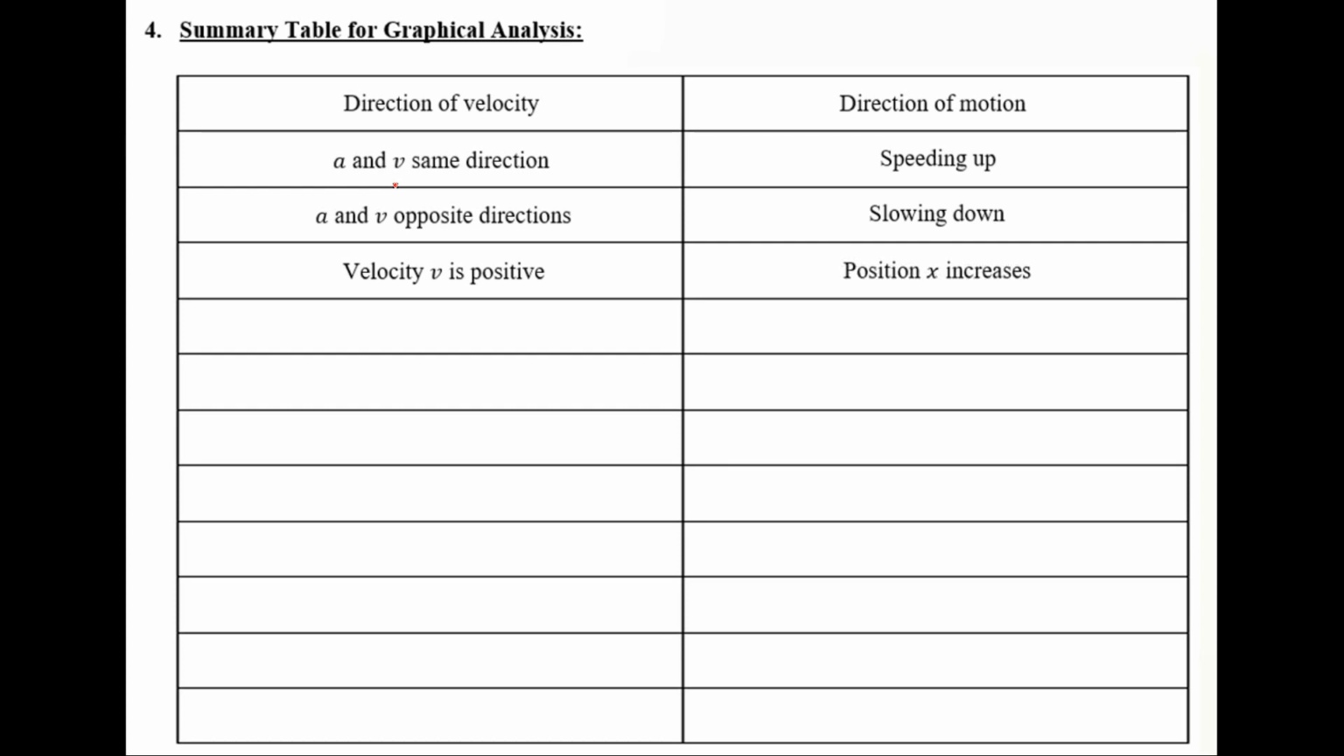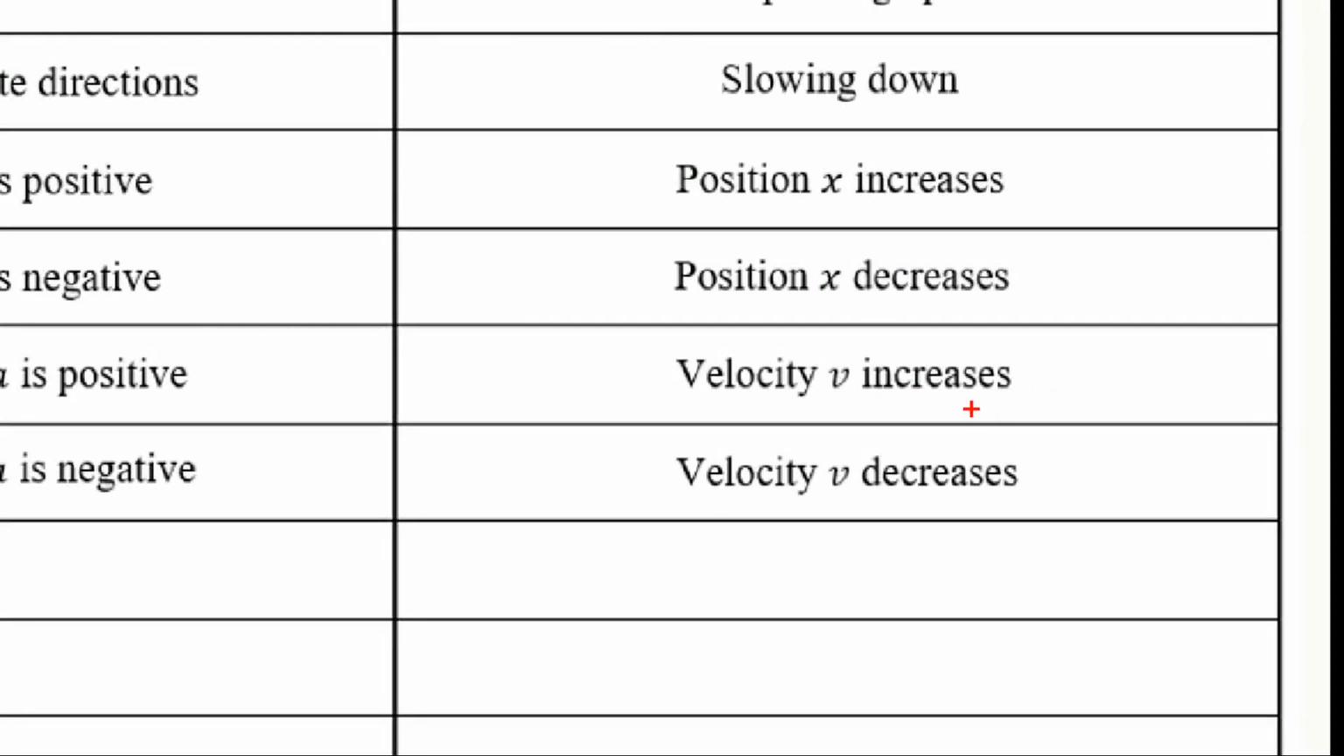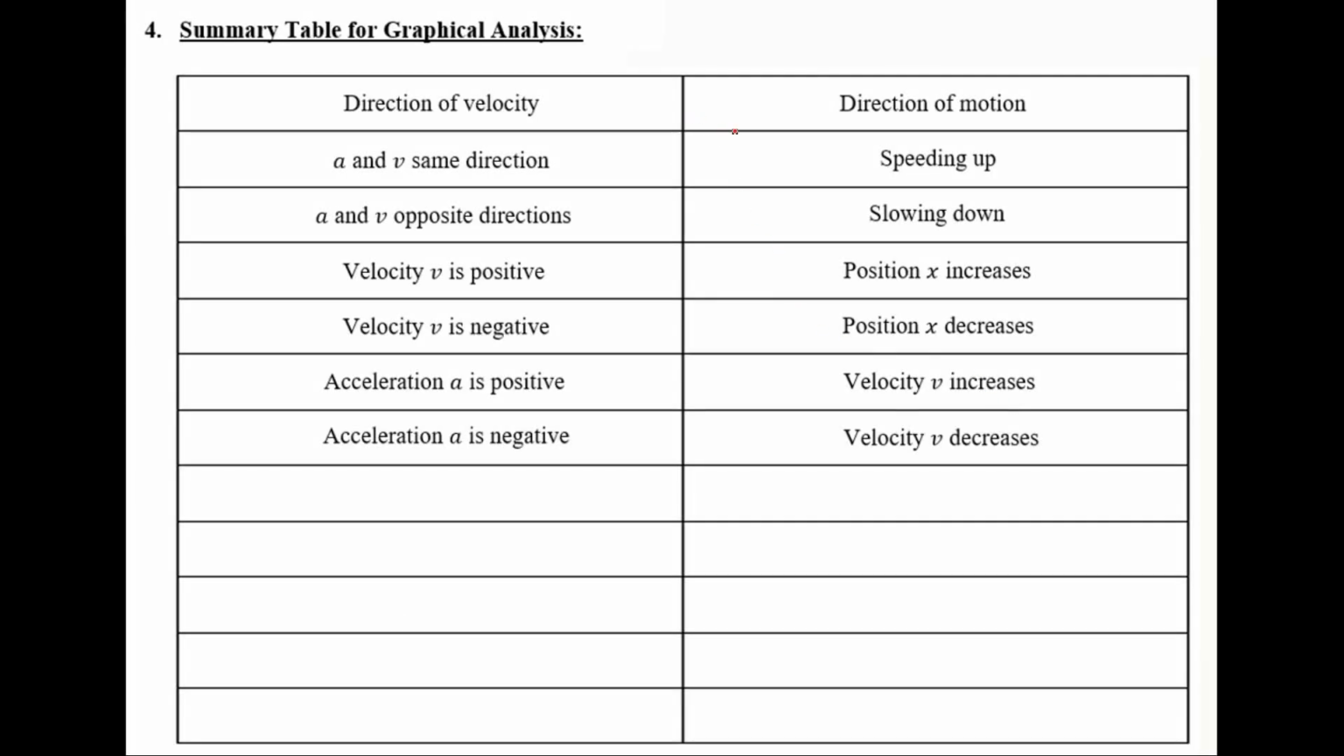Velocity V is positive, means the position increases. Velocity V is negative, means position decreases. A is positive, means velocity is increasing. A is negative, means velocity is decreasing. Notice that if the velocity is increasing, it doesn't mean that it's speeding up. To know whether it's speeding up or slowing down, we need to look at A and V at the same time. Slope pointing up means the slope is positive.